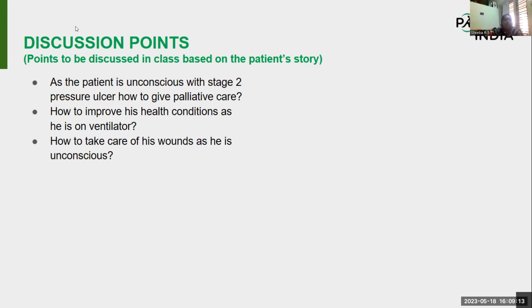So we all nurses, we all know how to take care of pressure ulcer. Her question, Haripriya asked, is: the patient is unconscious with stage 2 pressure ulcer, how to give palliative care? Now we understand what is palliative care, what is the aim of palliative care, that all we know. So please suggest something. We all expect your answers. We listen to your answers first. Anna, over to you.